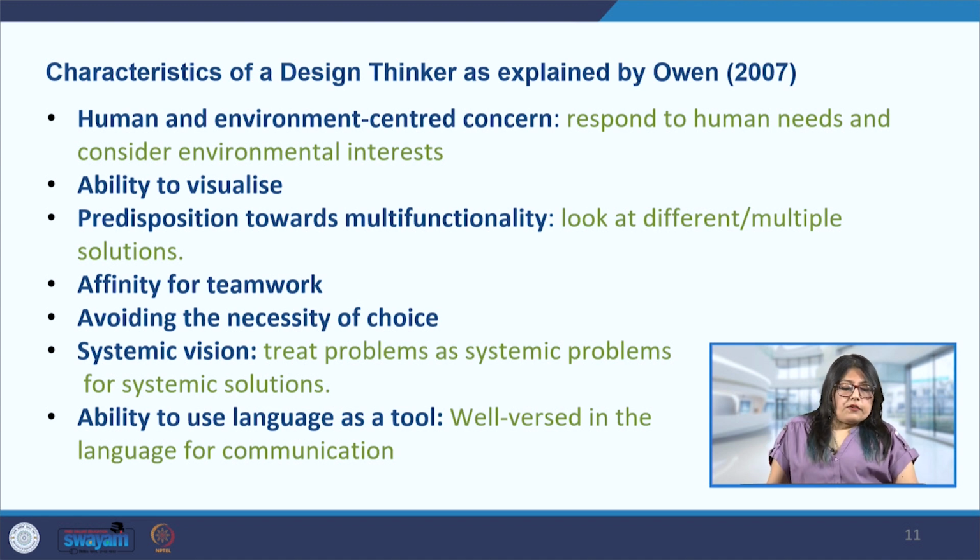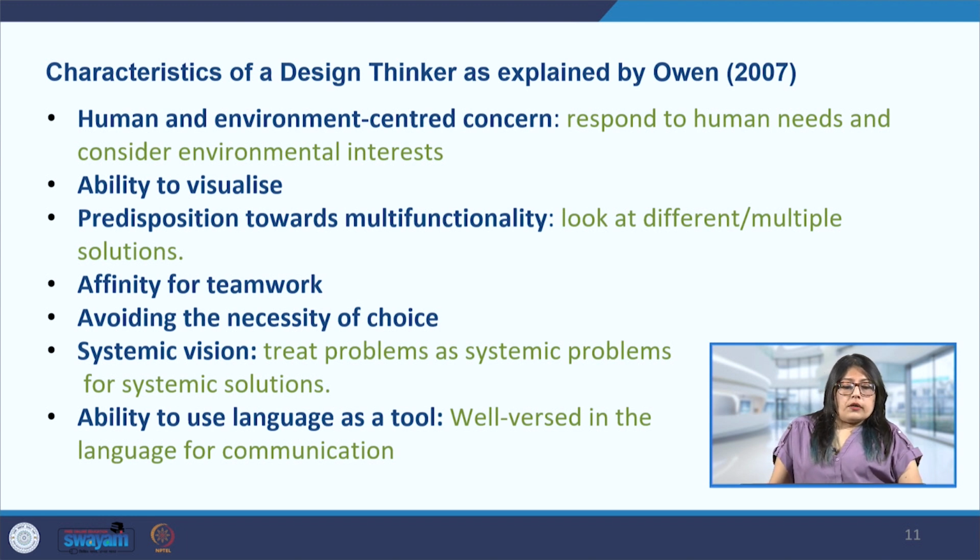Now next is affinity for teamwork. This is of course important, because design is a collaboration. It is not an independent job, it is not a one man army. It takes people from multiple backgrounds to come together in order to work on the challenge at hand and come up with a viable solution.